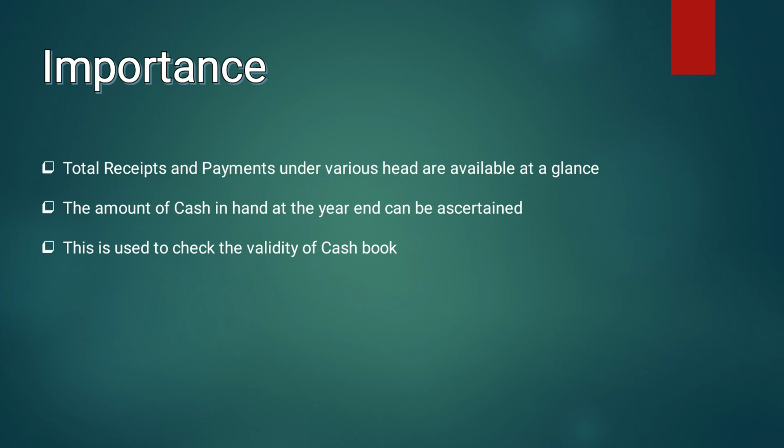Next, the amount of cash in hand at the year end can be ascertained. It is nothing but the closing balance of the cash. It can be calculated. While preparing the receipts and payments account, you can find the balance available of cash or bank at the end of the year. And finally, this is used to check the validity of the cash book. So you can cross check or reconcile your cash book with the receipts and payments account.